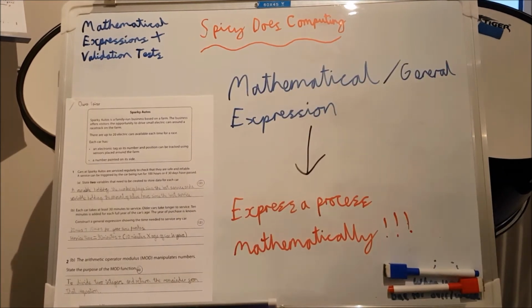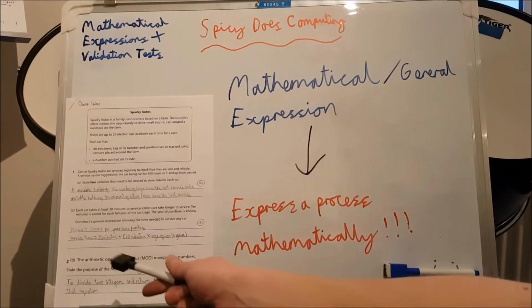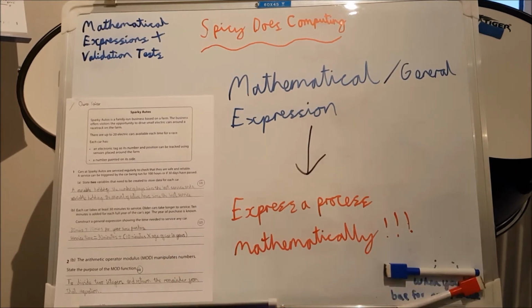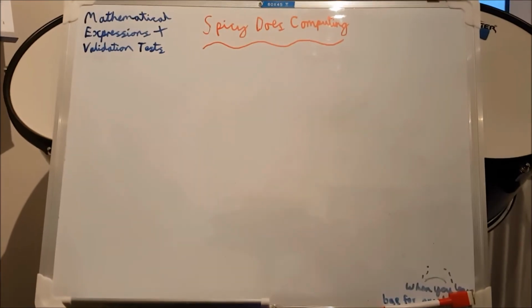To summarise, mathematical, or as we're told in here, general expressions are quite simple. You just express a process mathematically. Mathematical expressions are all about picking out key bits of information from a question and representing them in a mathematical expression. So, let's say you're given another question saying that all computers in a school needed to be updated.